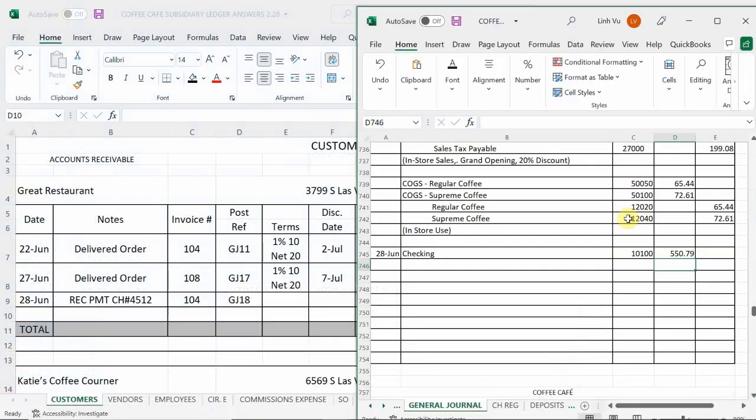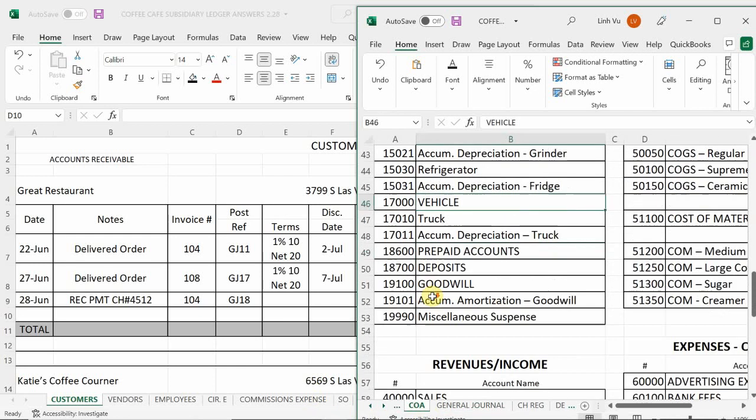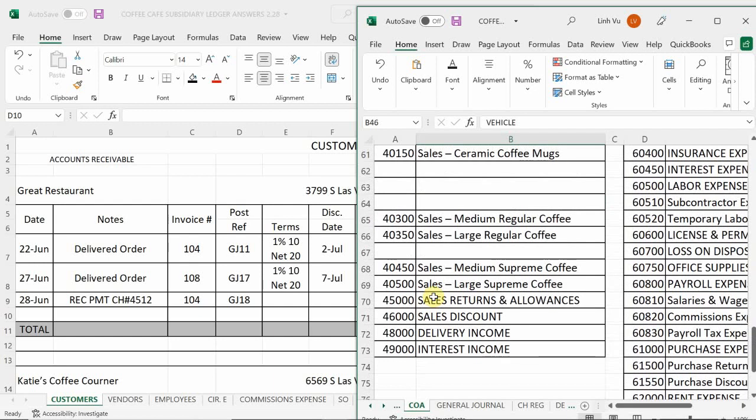Okay, we received a sales discount because they paid within the discount due date. So therefore, they get to receive a sales discount. Okay? This isn't a condition where it's an allowance or return because they're not returning the product. They're making a payment, and because we offer them terms to take advantage of a 1% discount, therefore, this is a sales discount. Okay? So sales discount is account number 46,000.